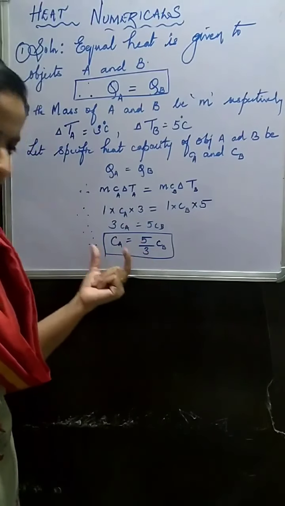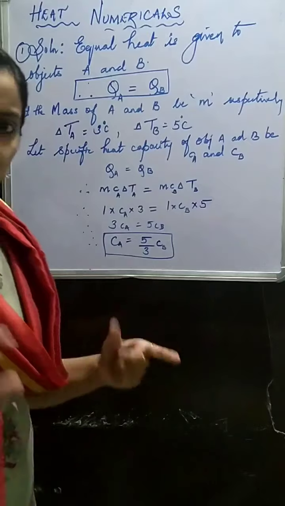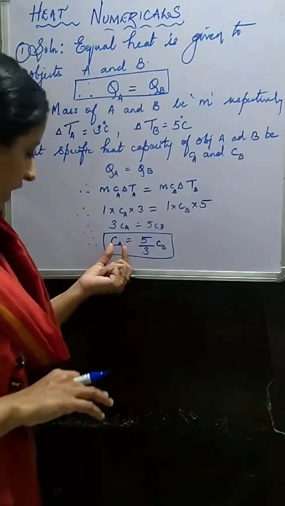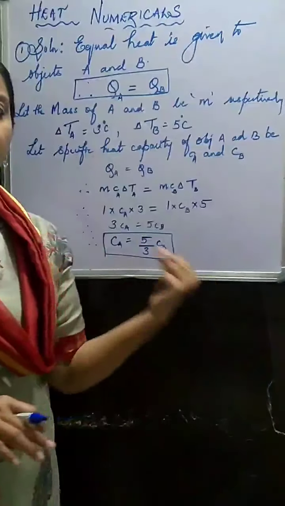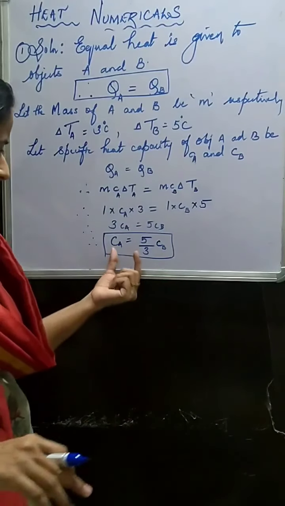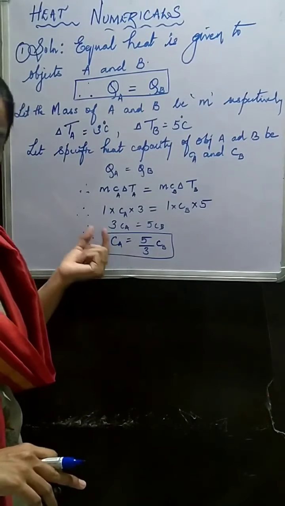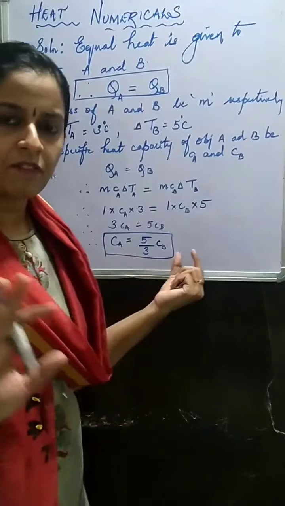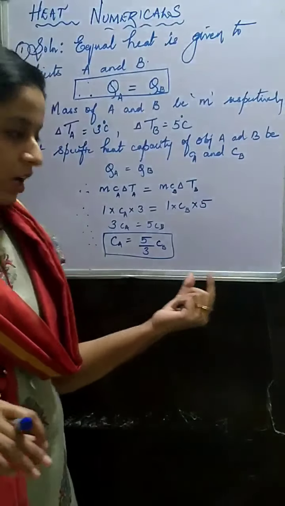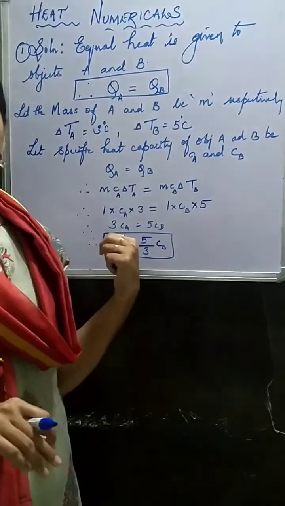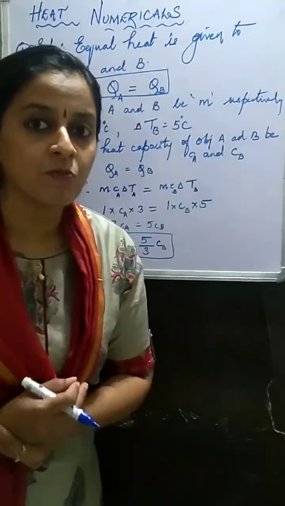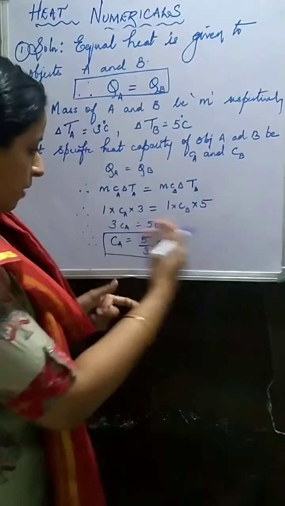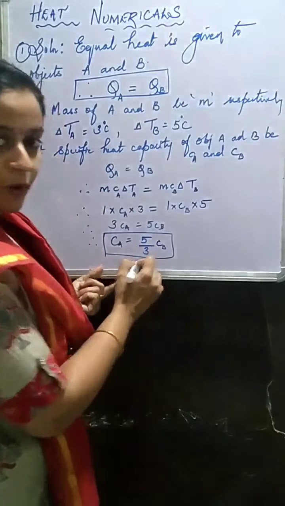So by looking at this, what is your opinion? Whose specific heat capacity is more? Specific heat capacity of object A or specific heat capacity of object B? How will you read this? Specific heat capacity of object A is equal to 5 upon 3 into Cb. 5 upon 3 means roughly it will be 1 point something, no? So whose specific heat capacity is more here? Obviously, specific heat capacity of A is more, no? By what factor? By factor 5 upon 3.